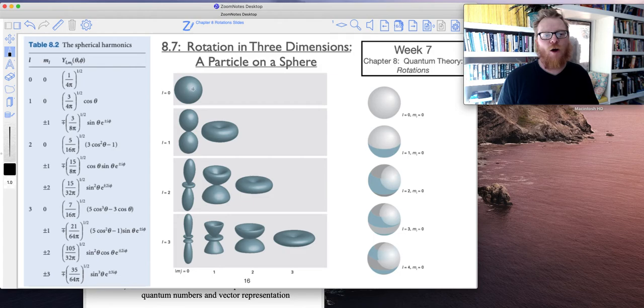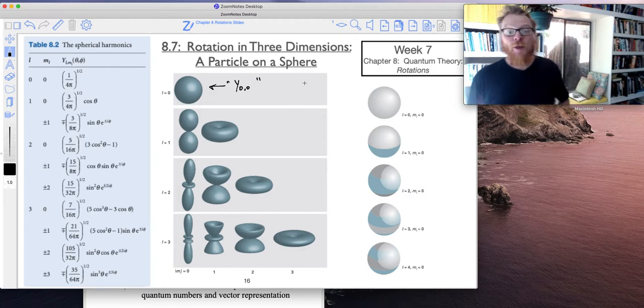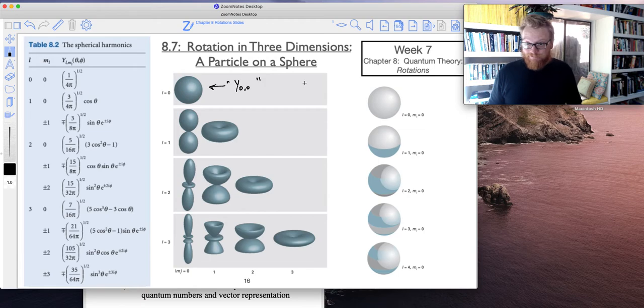Y00, so I would call this solution here the Y00, because L is 0 and ML is 0. Look, it's just a sphere, like an s orbital, right? Awesome, cool, because it is an s orbital, but you don't know that yet. We don't know that yet. We'll get there. So what about these functions?